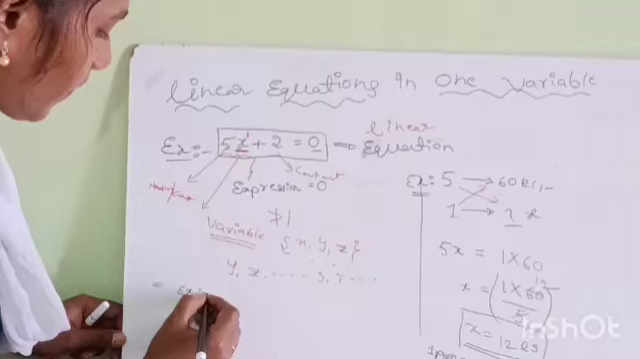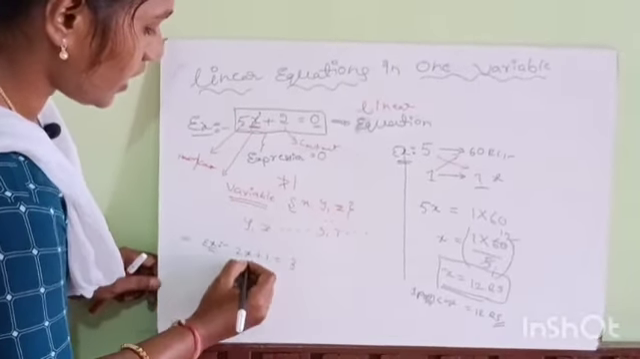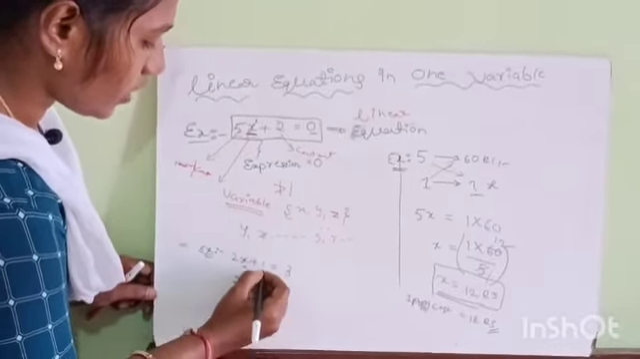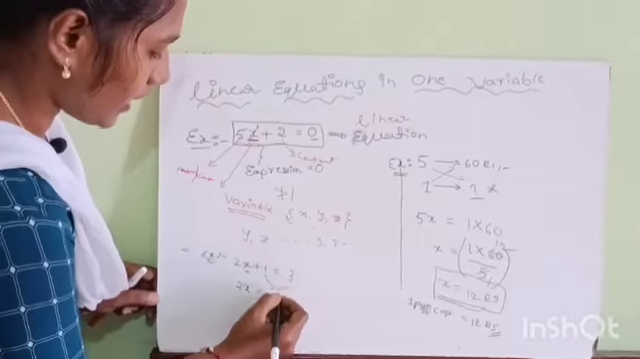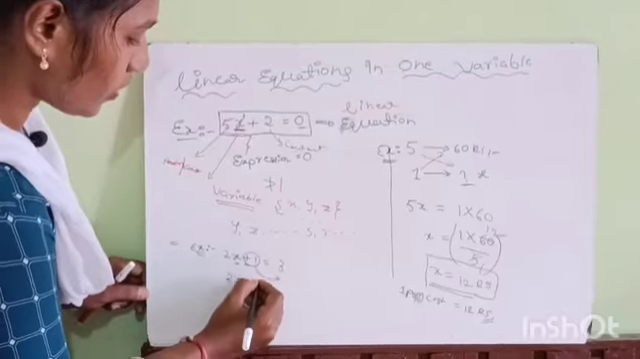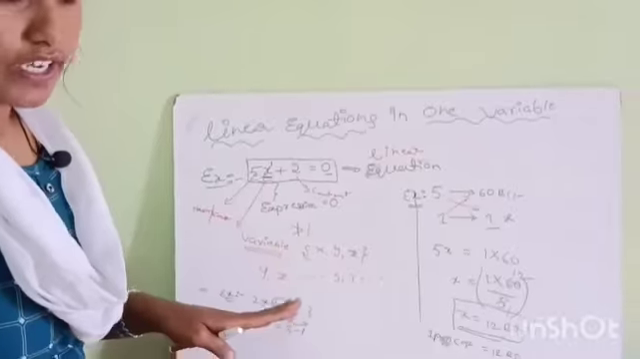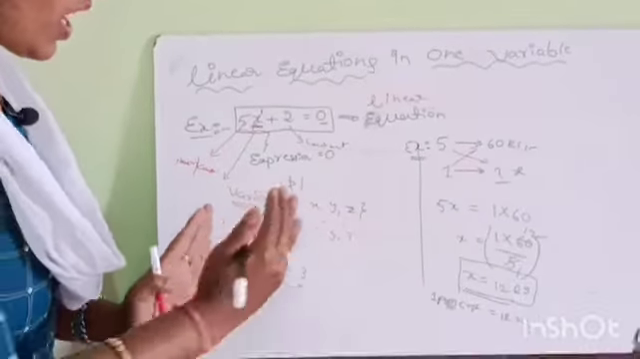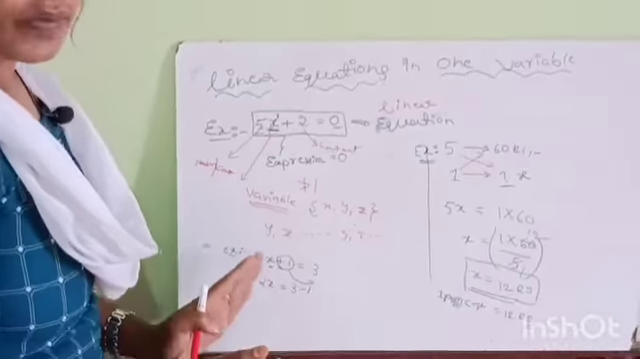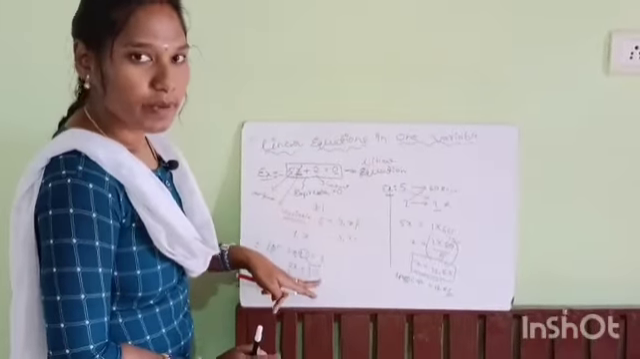For example, 2x plus 1 is equal to 3. Then what is the value of x? How can we find it? 2x is equal to, this 1 we take to the RHS side. Here it is plus 1, so take it this side as minus 1. When you take something from LHS to RHS, the sign will change. Here plus 1, you write it as minus 1.